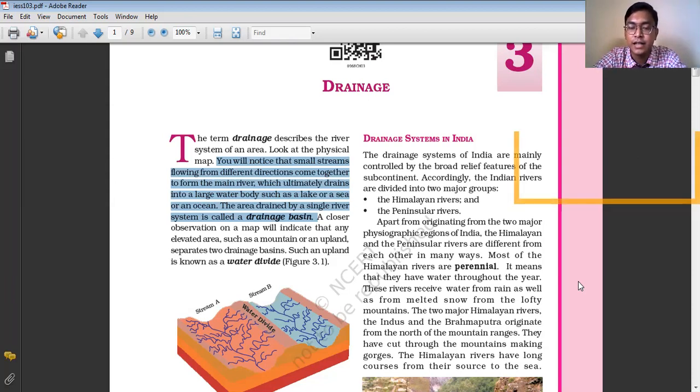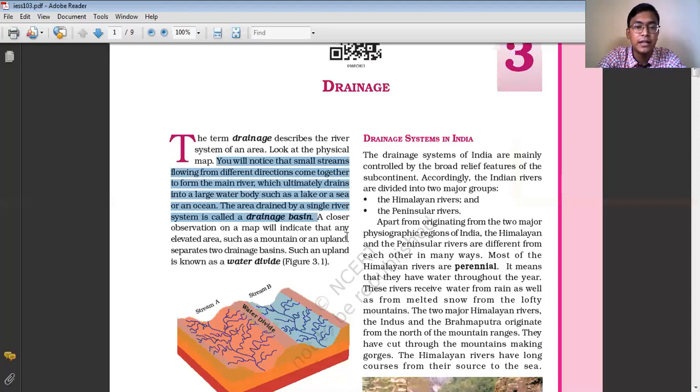Similarly, there are many rivers like the Indus, the Brahmaputra, the Godavari, the Krishna, the Kaveri, and so on. These main rivers, along with their tributaries, supply water to a very large geographical area, and that large geographical area is known as the drainage basin of that particular river.